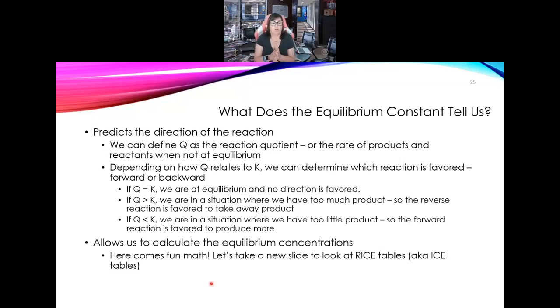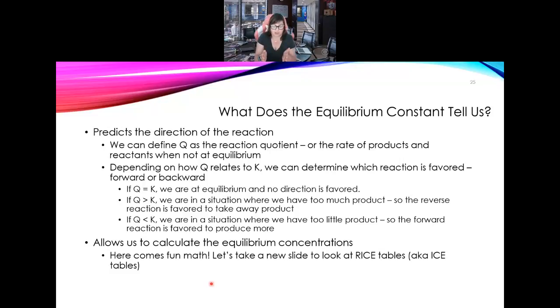We can then define something called Q, which is the reaction quotient. So this is structured exactly the same. Concentration of the products over the concentration of reactants raised to their stoichiometric coefficients. But this is not at equilibrium. That's the only difference. We use this to measure, are we at equilibrium yet? And if we're not, how are we going to get to equilibrium? Do I need to go forward or back?